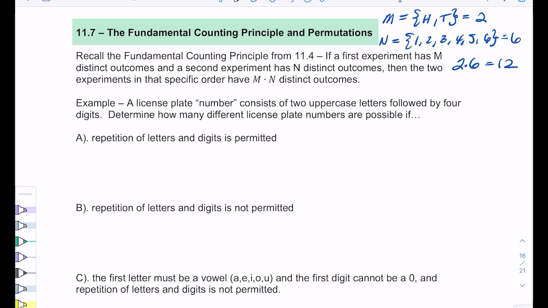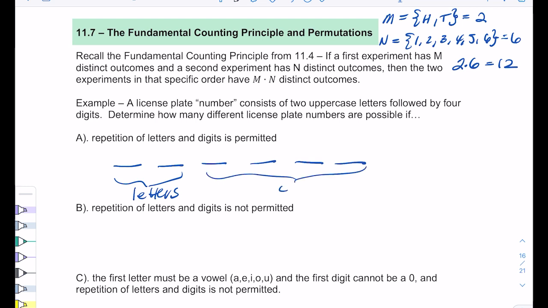Okay, let's look at an example. We have a license plate, and it consists of two uppercase letters followed by 4 digits. Determine how many different license plate numbers are possible if repetition of letters and digits is permitted. So I can repeat. We've got 6 different spaces for our letters and numbers, and it consists of 2 uppercase letters. So we'll let the first 2 be the letters, and then it's 4 digits. So these have to be numbers.